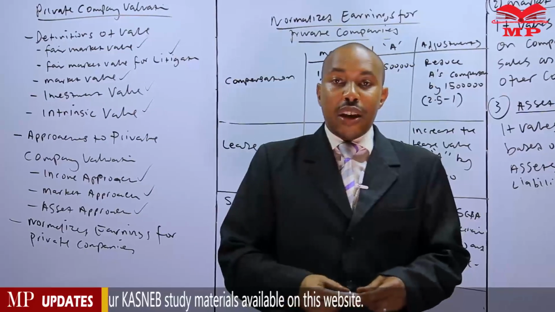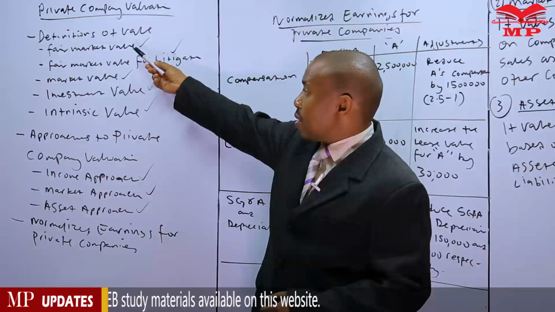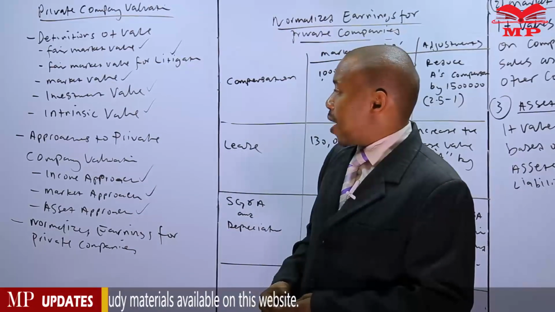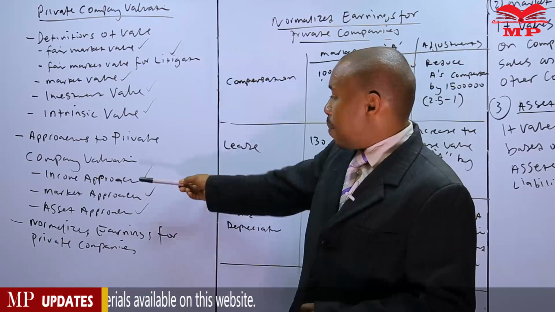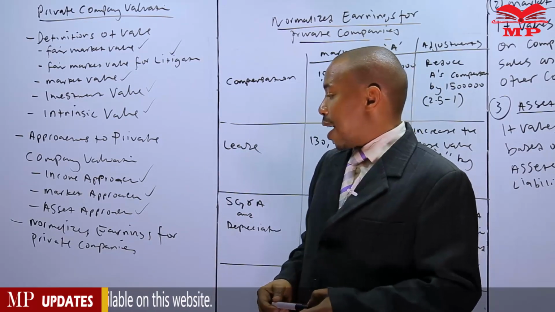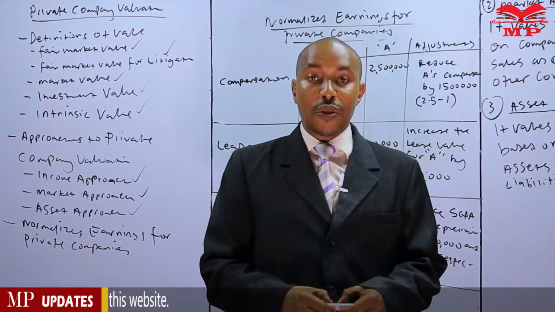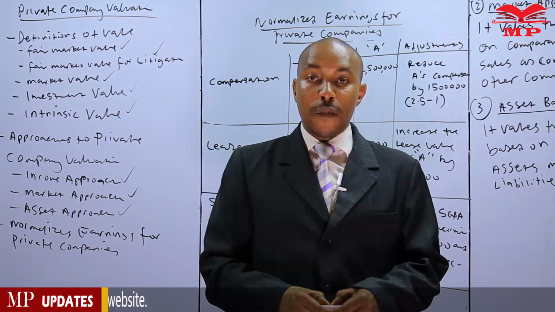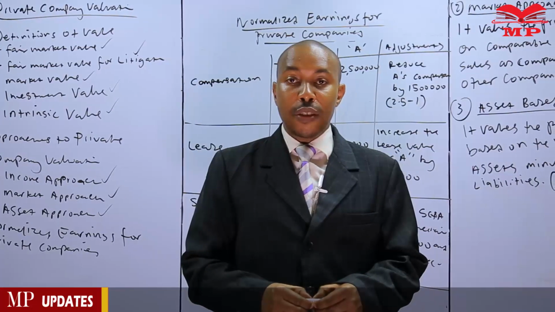This brings us to the end of this lecture, where we have looked at these components. We've defined the value. We've looked at the approaches to private company valuation. We have moved ahead and looked at how we can normalize the earnings for private companies. We hope that you can join us in our next lesson, where we will build on these concepts which we've looked at here. Thank you and God bless you.